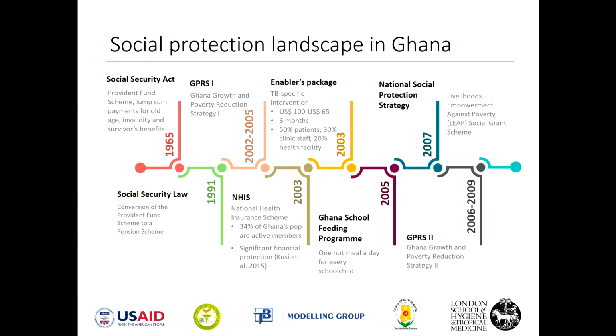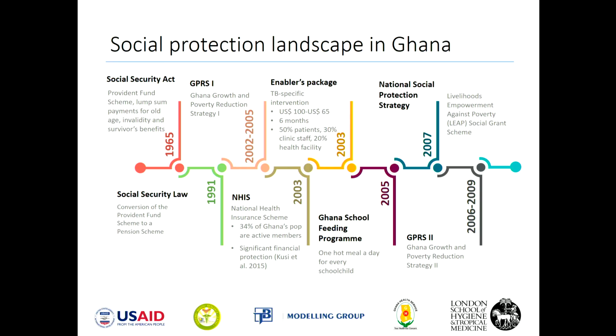The other thing I wanted to point out is that in the same year, 2003, the NTP, recognizing that poverty is a major driver of the epidemic in Ghana, launched the Enablers Package. This is a TB-specific intervention. It's not a general social protection scheme. It's specific for TB patients. It provides TB patients between $100 and $65. At the beginning, when it was launched, it was $100, and now it's been reduced to $65, for 6 months per patient.